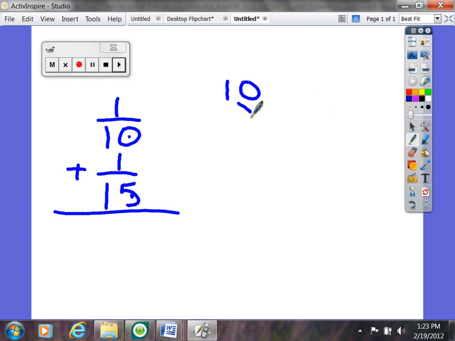Here's 10, 2 times 5. That's the prime factorization of 10. Here's 15, 3 times 5. That's the prime factorization of 15.